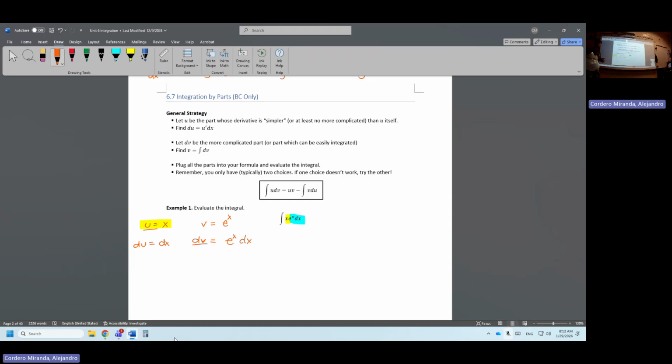Cool. And then, like I said, once you choose these, it's just following this formula. That's all the prep work we needed. Now we can say this integral equals, following the formula, uv, so x times e to the x, minus the integral of v du, the integral of e to the x dx.